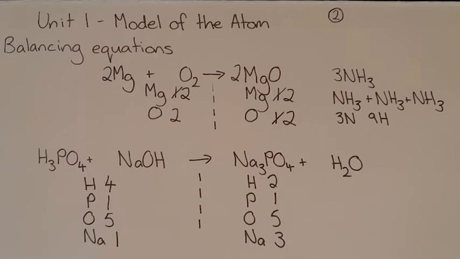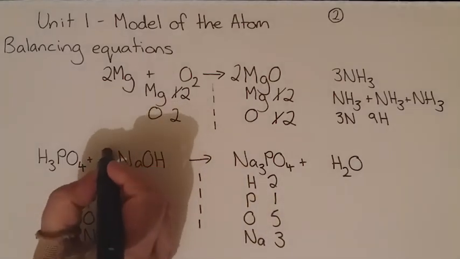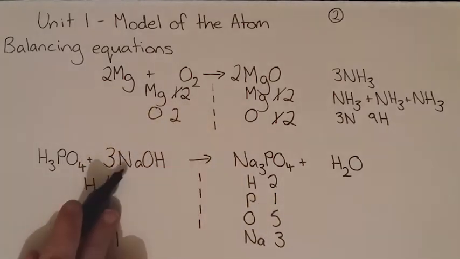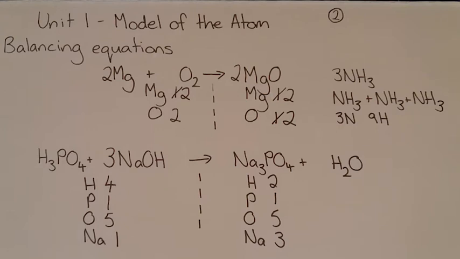As a general rule, it's usually easier to balance an equation if you leave hydrogens and oxygens to last. So therefore I'm going to start by looking at the sodiums. So the question is, what do we multiply 1 by to get 3? I'm going to put a 3 in front of the chemical that contains sodium.